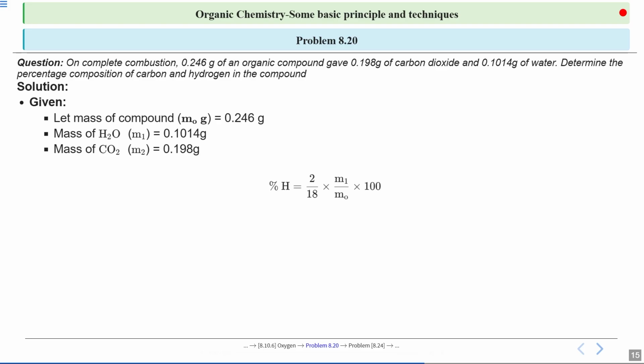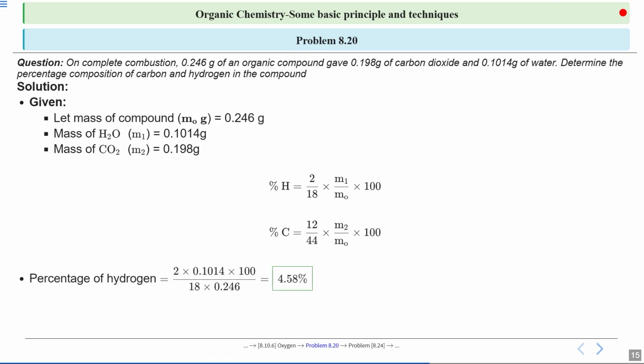How do we calculate the percentage of hydrogen? It's very simple. 2 by 18 multiplied by M1 by M0 into 100. What about the percentage of carbon? 12 by 44 into M2 by M0 into 100. This is used to measure the percentage of carbon.